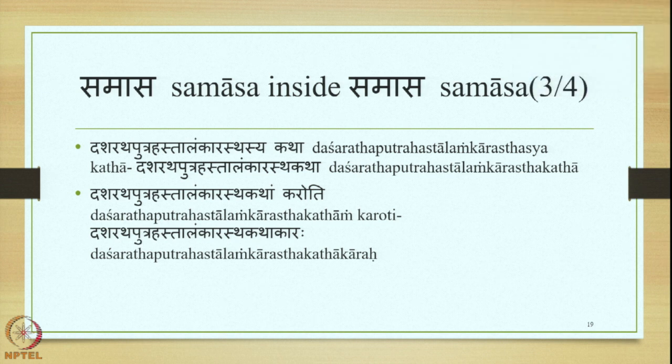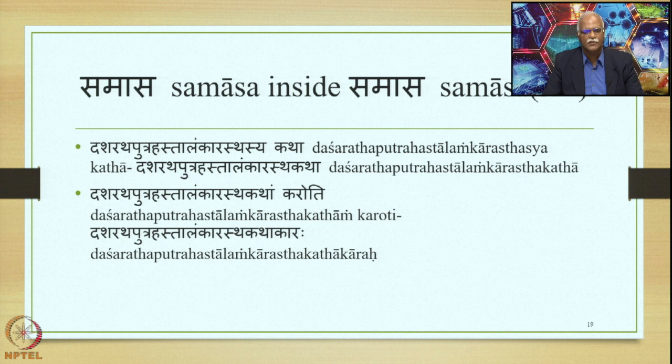Then this Upapada Tatpurusha also becomes Garbha to another Shashti Tatpurusha Samasa, whose Laukika Vigraha is Dasharatha Putra Hastalankarasthasya Katha. The finally derived compound output is Dasharatha Putra Hastalankarastha Katha. Now this is a Shashti Tatpurusha Samasa with Upapada Tatpurusha Garbha, with Shashti Garbha, with Shashti Garbha, and with Shashti Garbha Samasa. Now this Shashti Tatpurusha again can become the Garbha of another Upapada Tatpurusha Samasa, whose Laukika Vigraha is Dasharatha Putra Hastalankarastha Katham Karoti, and the Samasa would be Dasharatha Putra Hastalankarastha Kathakaraha.